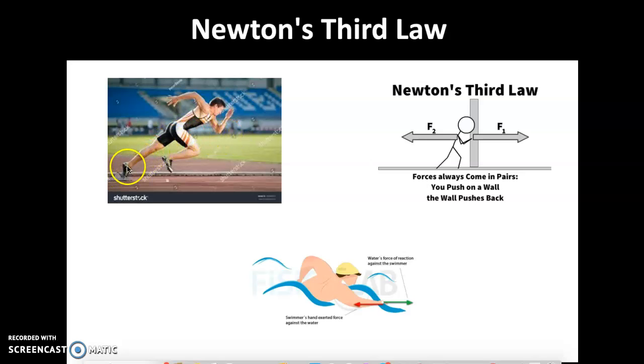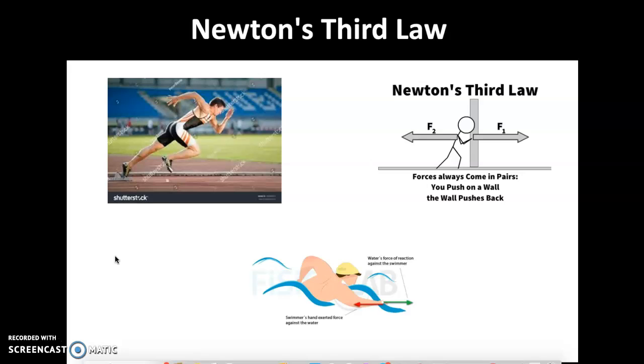And when they're in the blocks, they're going to be applying a reaction force into the ground to generate the power needed in order to accelerate quickly and sprint out the blocks. So this force applied is going to be equal to the resistance, and then when they apply it, they need to apply greater force in order to overcome that resistance and sprint out the blocks.